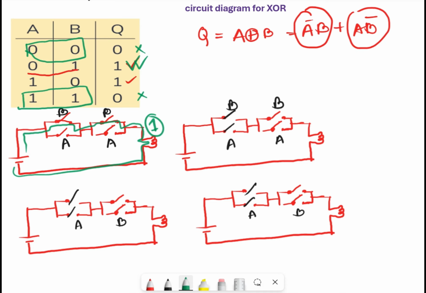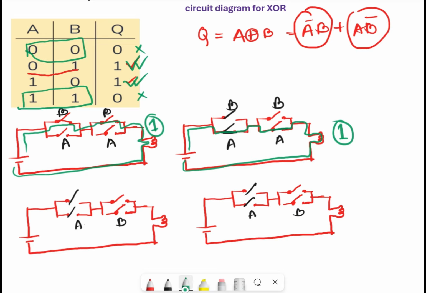Now it's time for the third case. For the third case, let's put the value of A as 1. It means this is closed. Again A is closed. It means B is open. Indeed, the current flows through this direction. So this is a closed circuit, so we'll have 1 in the output. So number 2 and number 3 are justified, right?